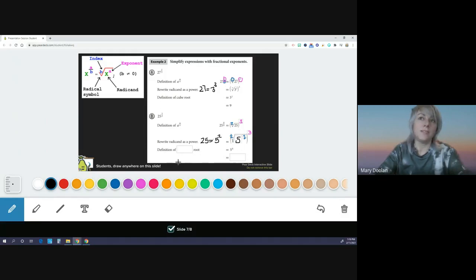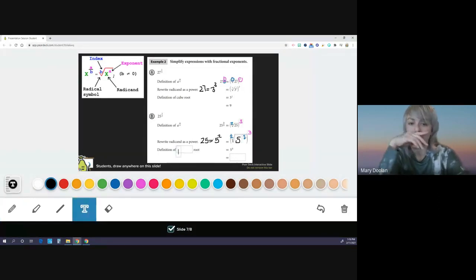So definition of the, what root did we use? What do you call this root specifically in this picture? What should I put in this box? What root is that? Square root. So when the index is 2, it is called a square root. If the index is 3, it's called a cube root. This is a square root.